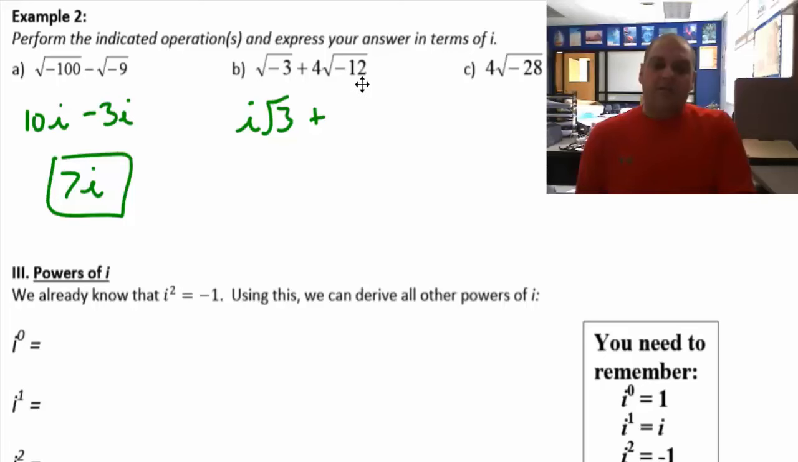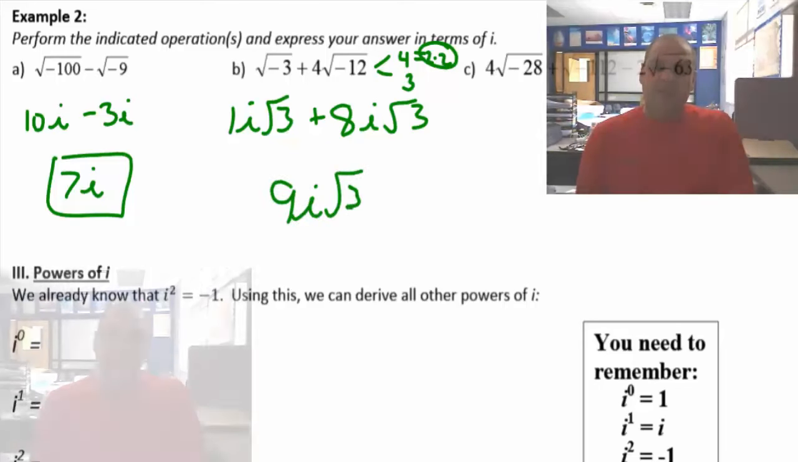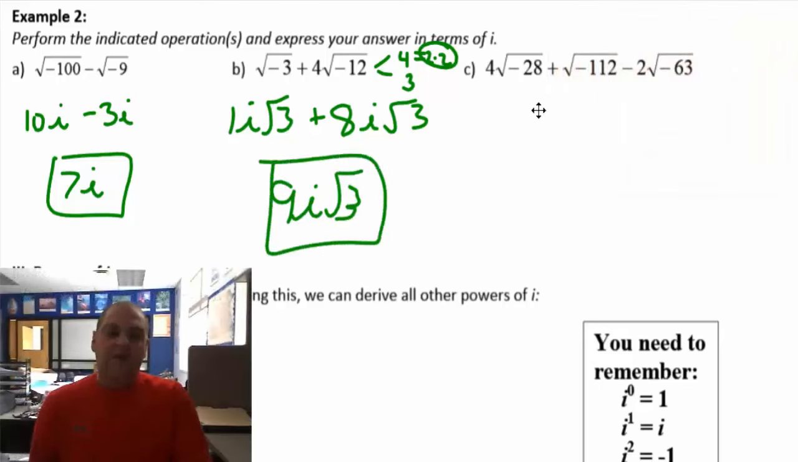And this is going to be 12 is what? 4 times 3, and that's 2 times 2, pair of 2s. 2 times 4, so it's 8I radical 3 plus 1I radical 3. That's 9I radical 3. And then here we got some work to do.